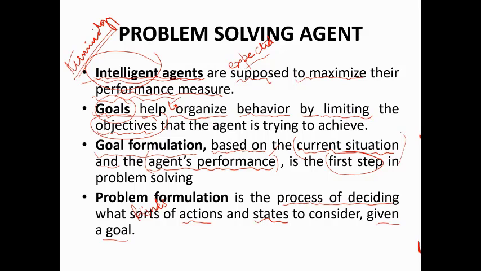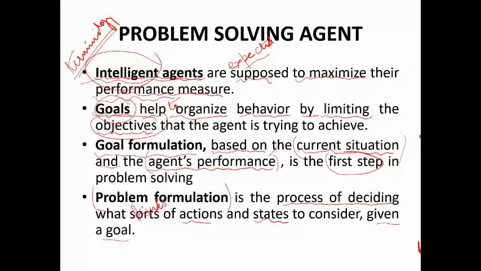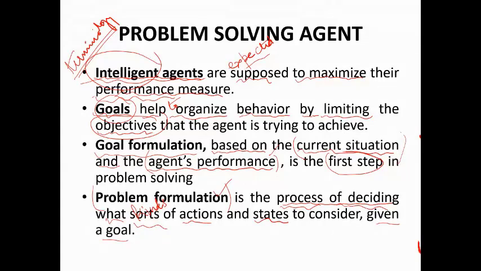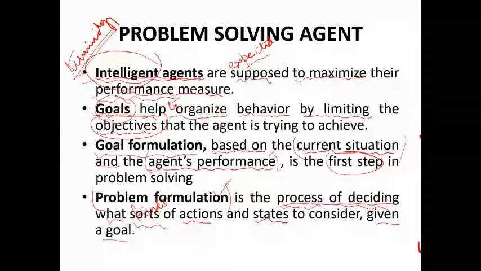Let's move to the next topic: problem solving formulation. Actually, we should say problem formulation. The problem formulation is the process of deciding what kinds of action and states to consider if we are given a target. Let's say we got the goal, we have to do something. The problem formulation will help us to make a process. So problem formulation is the process of deciding what kinds of action and states are to be considered for the agent to perform within the consideration of the final goal. All those processes are called problem formulation.